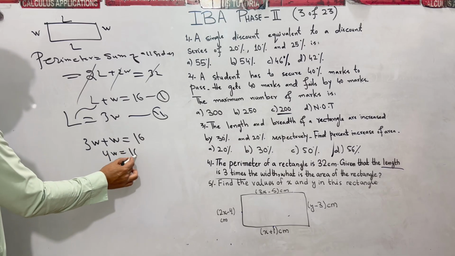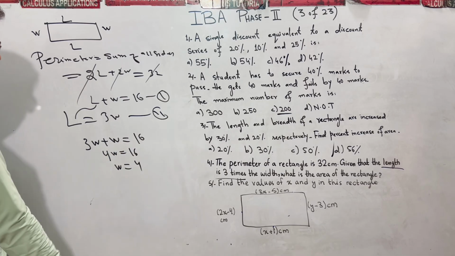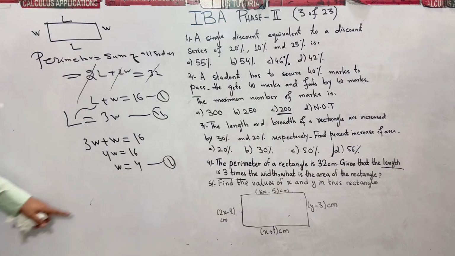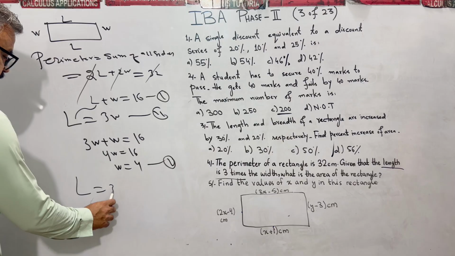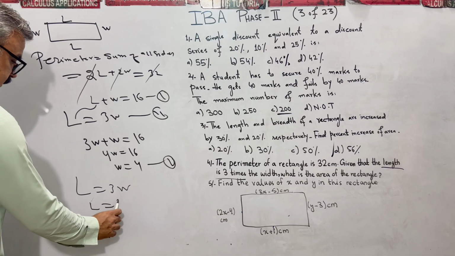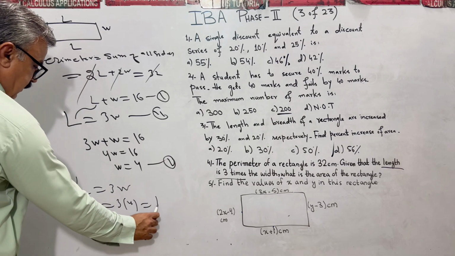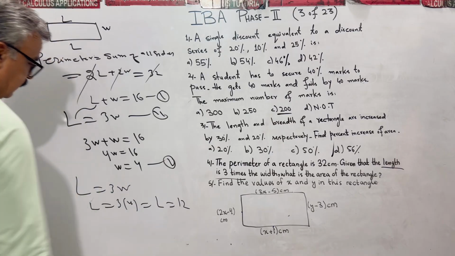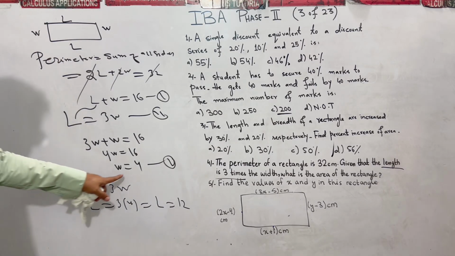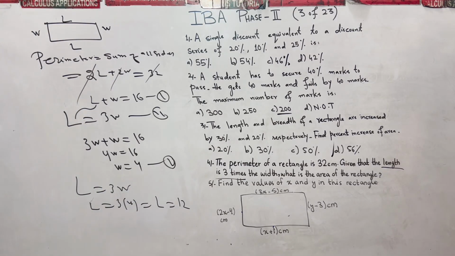Plug in the value of L, it will become 3W plus W is equal to 16. 4W is equal to 16. Solve for W, we have 4. So our width is 4. Put the value of width in any equation, you will get length. Length is 3 times width, value of W is 4, 4 threes are 12. So width is 4, length is 12.